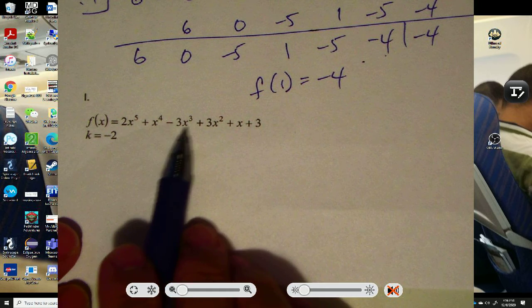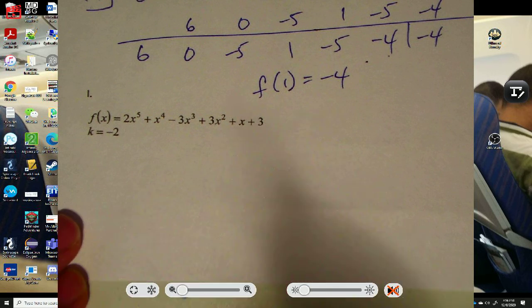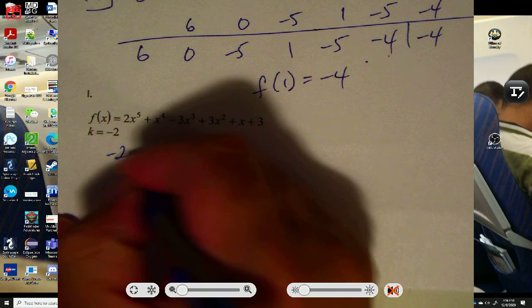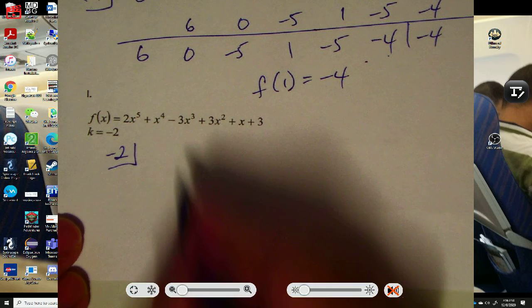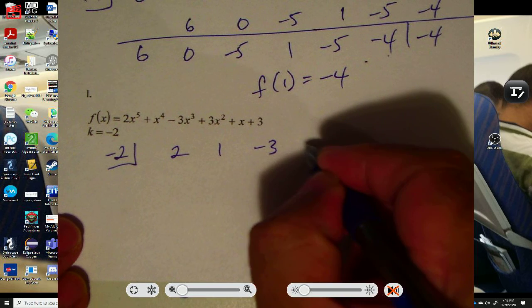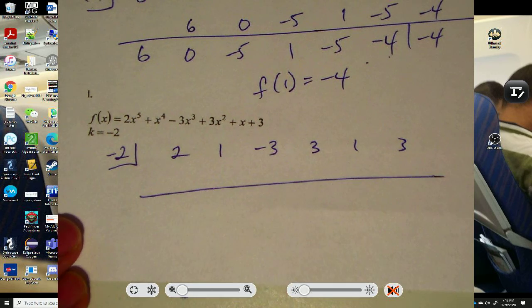5, 4, 3, 2, 1, none. Okay, I don't know why this was here. There's nothing special about this example. If you think you got it, you can stop watching the video. You don't need this one. But I'm going to do it anyways. 2, 1, negative 3, 3, 1, 3. Or what you can do is pause the video and do it and see if you get the same answer I did.